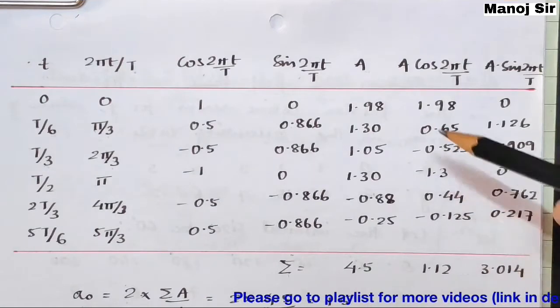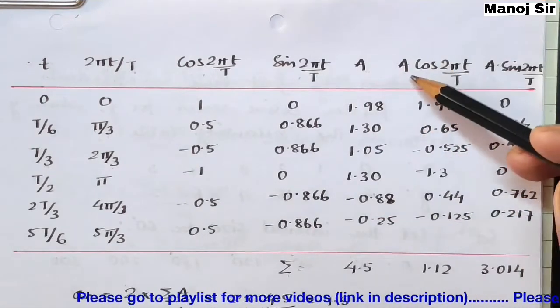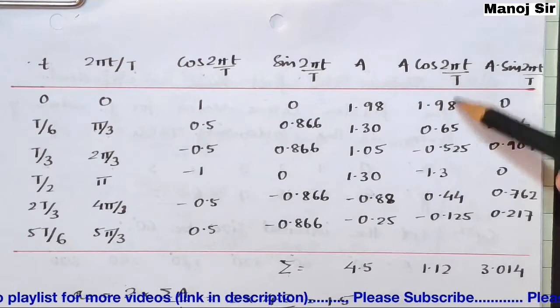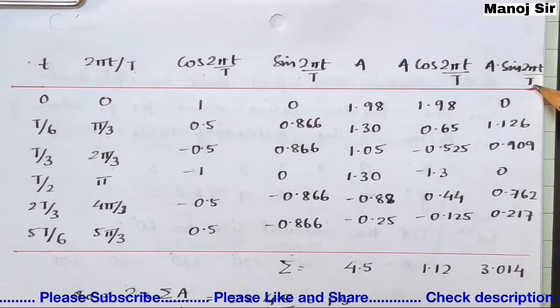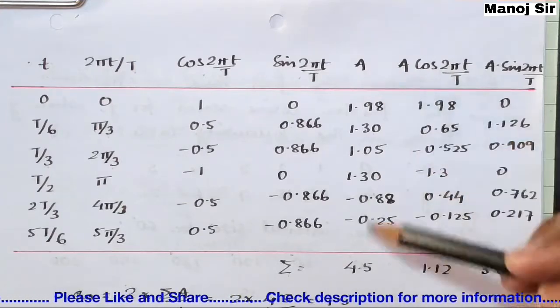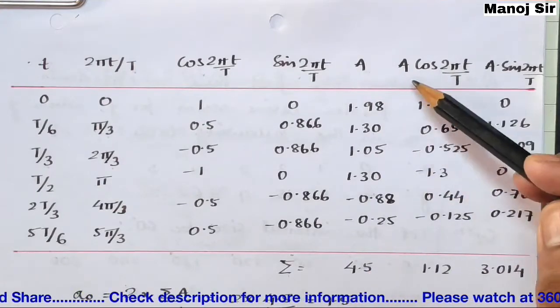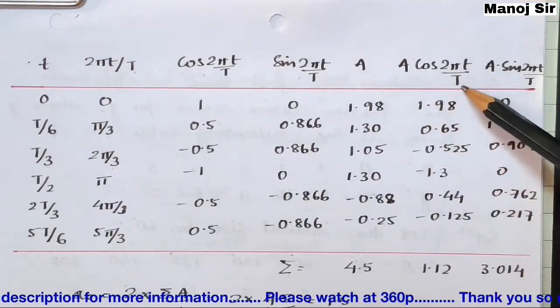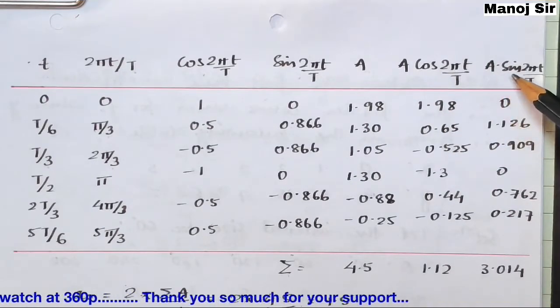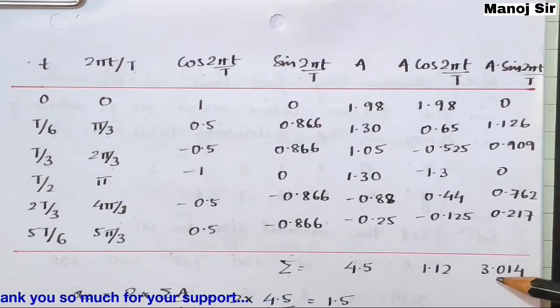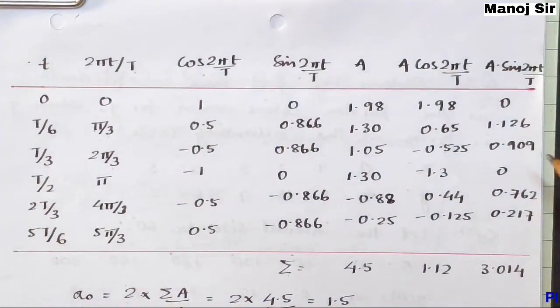Now we need the summation of a cos 2 pi t upon capital T, and the summation of a sine 2 pi t upon capital T. Summation of a is 4.5. Summation of a cos 2 pi t upon T is 1.12. In the same way, summation of a into sine 2 pi t upon T is 3.014. So we have the values of these three summations.